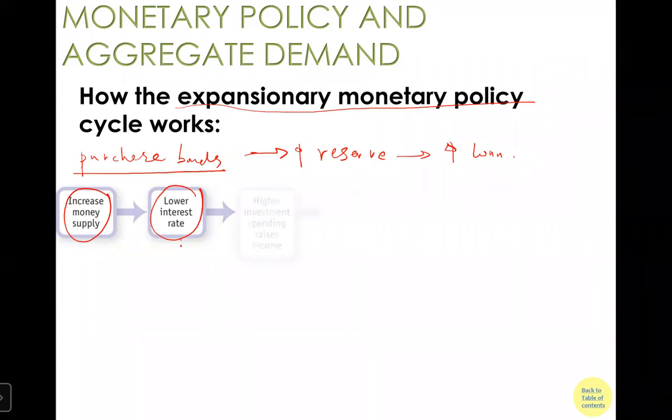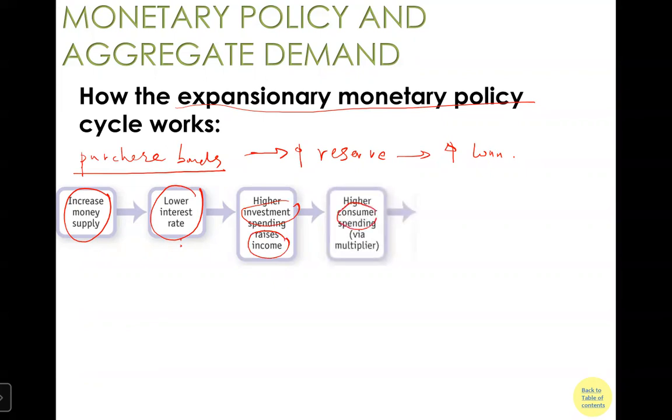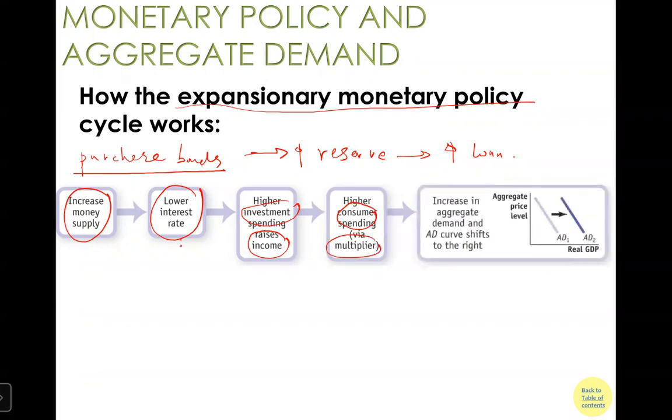And then finally, that's going to lead to higher investment spending and raise income. And higher income is going to lead to higher consumption spending. This is through the multiplier we have discussed in previous chapters. And then eventually that's going to increase aggregate demand and push aggregate demand to the right-hand side.